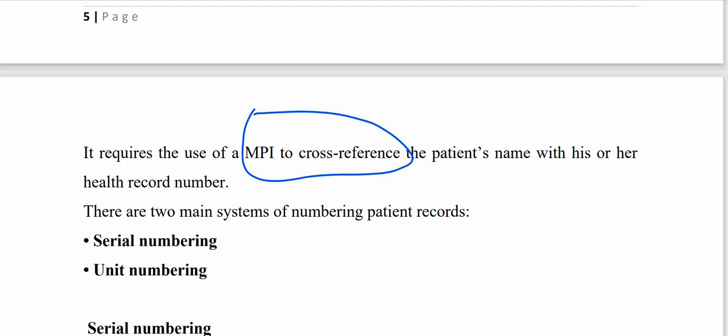So meaning before you can issue this number, you must first of all check on your master patient index with that patient's name as reference and the date of birth that you have collected just now. And if you go to your master patient index and you do not find anything related to that patient, that will tell you that that patient is a new patient, and therefore he or she needs to get a health record number.